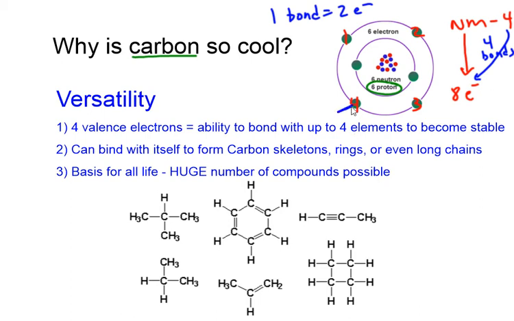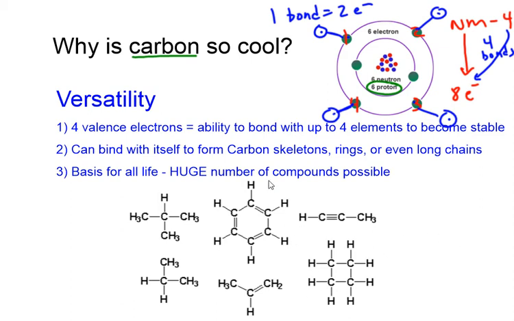So we'll see a bond with this electron with another atom. We'll see a bond here. We'll see a bond here. And we'll see a bond here. And that's how we get to 8. 1, 2, 3, 4, 5, 6, 7, 8. So it can make up to 4 bonds to get to that 8 electrons.